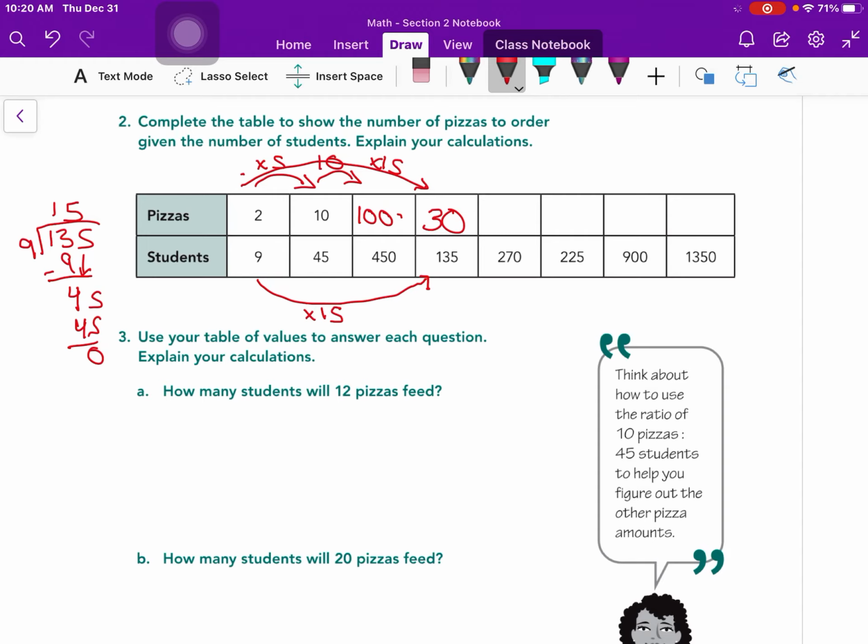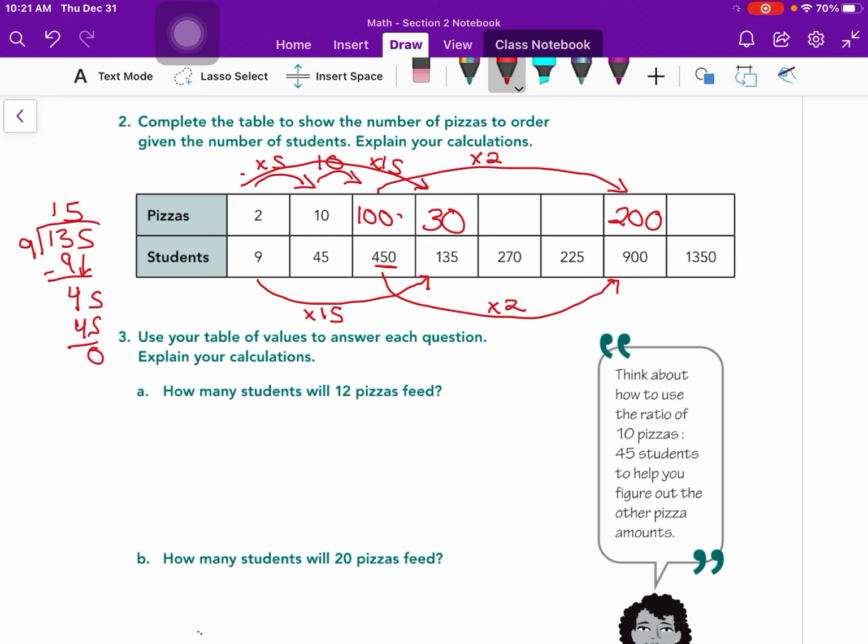What other patterns can I see? Starting to kind of notice this is times 5, times 10, times 15. I also notice if I go from 450 and I double it, 450 times 2 gives me 900. That's one I can kind of do in my head. So if I times that one by 2, I can come up here and take 100 times 2 and get 200. Okay, that makes sense to me for sure.